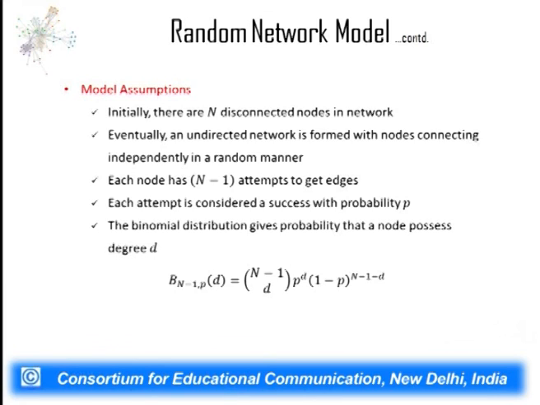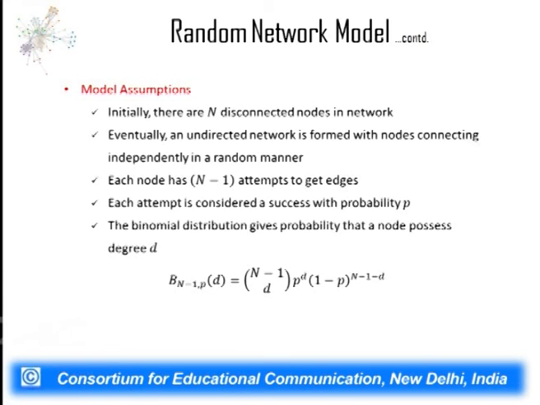Random manner means what? Random manner means that link formation between a particular pair of nodes has nothing to do with the link formation between any other pair of nodes in the network. They are independently being formed, and they can be formed at any instant of time.